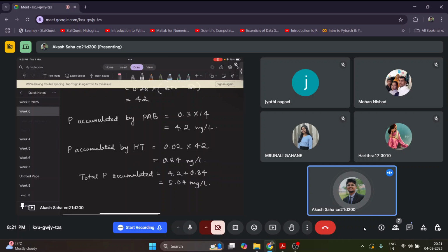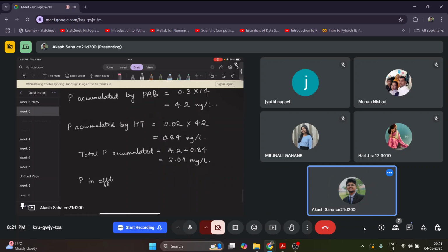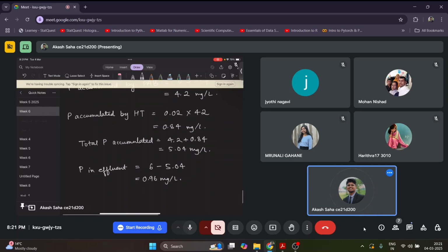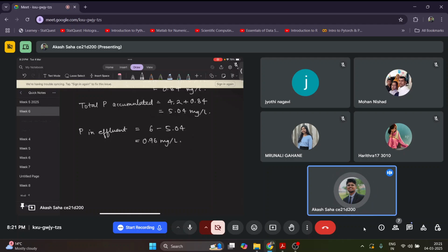So what will be my P in effluent? Whatever is there initially, it was 6. So out of that, 5.04 is getting consumed. So only 0.96 milligram per liter. So my effluent will have 0.96 milligram per liter.